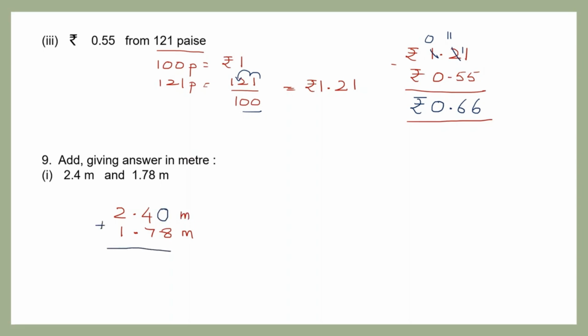So let's add this up. So let me write down meters. Now 0 plus 8 is 8. 4 plus 7 is 11. I carry 1. 2 plus 1 is 3. Plus 1, 4. So what is my answer? 4.18 meters.